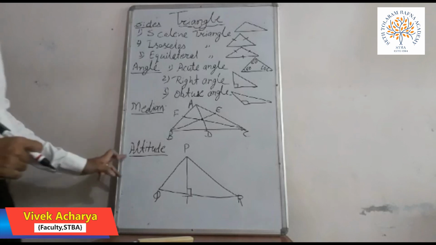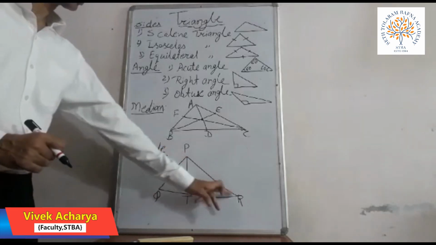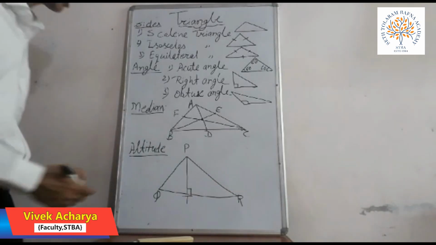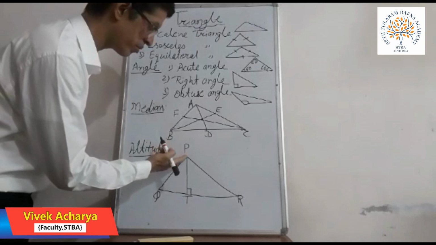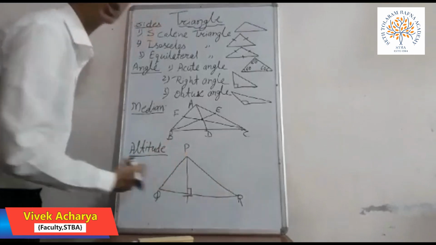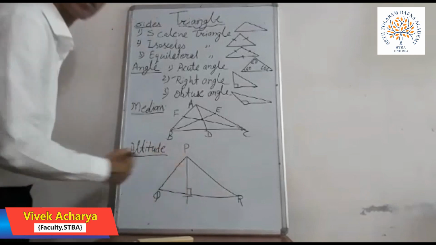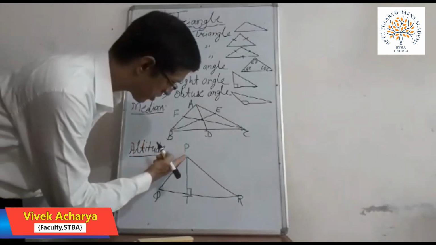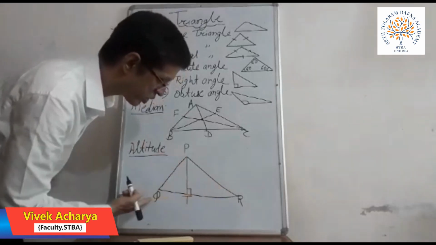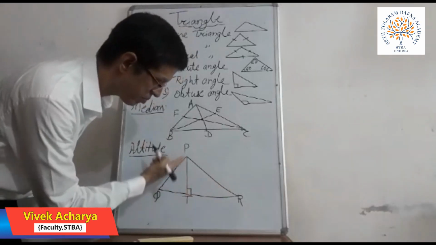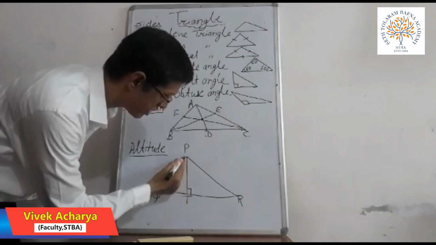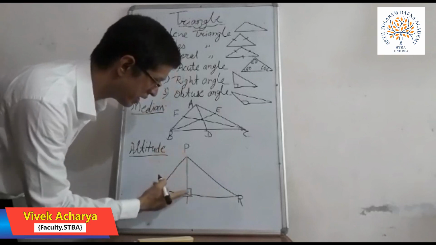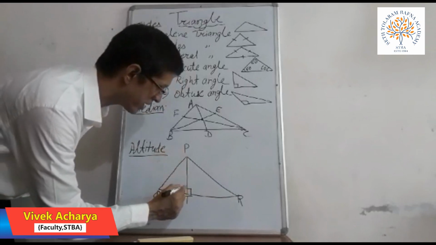Children, if PQR is a triangle and if I draw a perpendicular from P on side QR, that is PT. Now understand the meaning of perpendicular, children. Perpendicular from P to side QR is PT, it means the angle PTR is of 90 degrees, and in a similar way angle PTQ is also of 90 degrees.